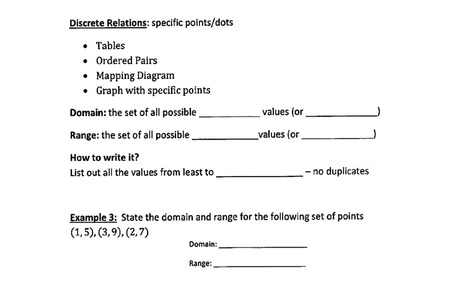We are going to have 2 different types of relations. So we're going to have discrete relations, which are specific points and dots. You can see this as tables, ordered pairs, a mapping diagram, or a graph with specific points. So let's talk about domain and range for discrete relations. So domain is going to be the set of all possible input values. And if we're talking about input values, those are going to be our x values. Range is going to be the set of all possible output values. And if we're talking about output values, these are going to be our y values.